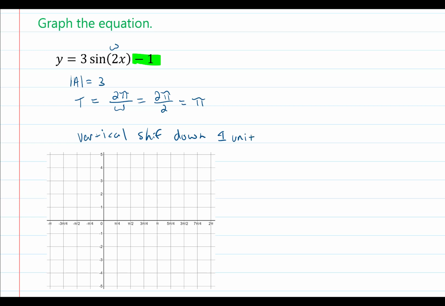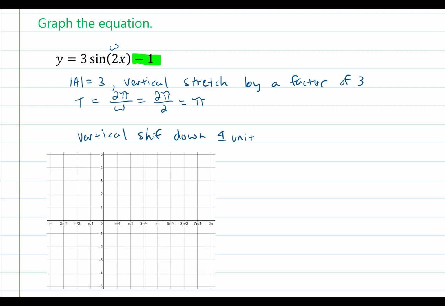Going back to the amplitude, I do want to emphasize that since the absolute value of A is equal to 3, which is larger than 1, this does represent a vertical stretch by a factor of 3. So if you're familiar with transformations from your algebra course, they're really the same transformations, just labeled slightly different in a trigonometry course.